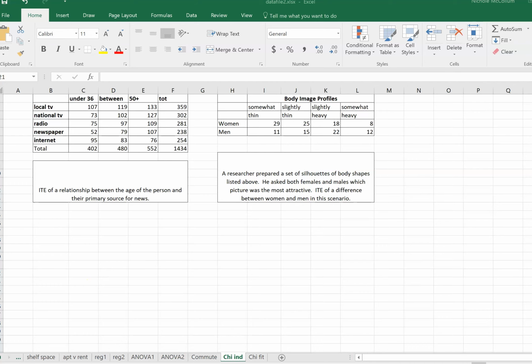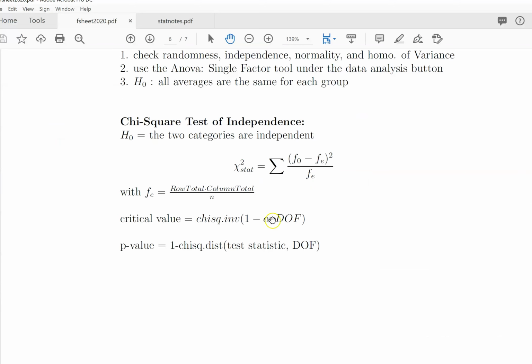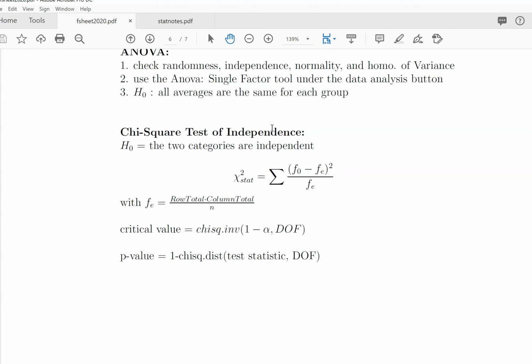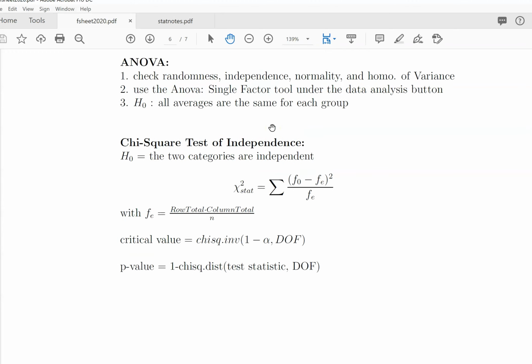So let's start out with, first of all, a quick look at the test for independence. If you need to, you can pause the video here and take a picture of my formula sheet, like I always say to do in my videos, and we'll get going.